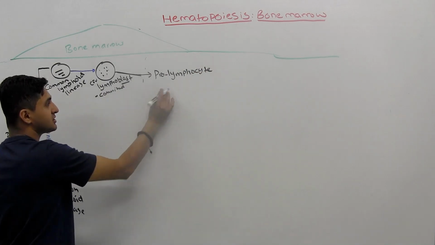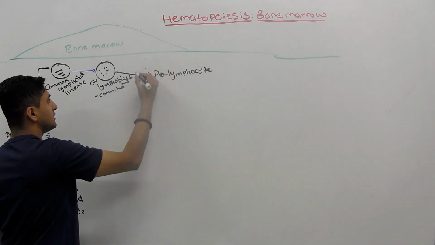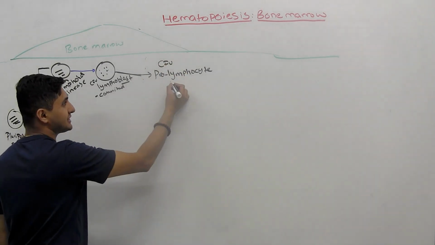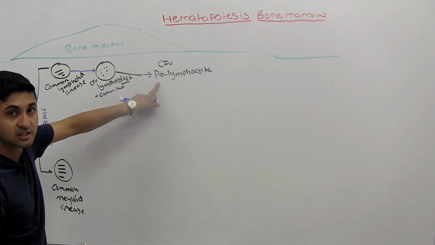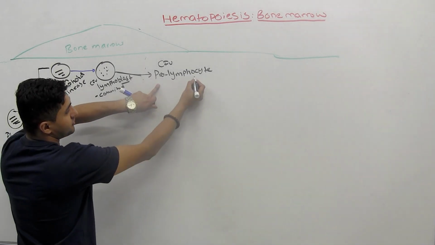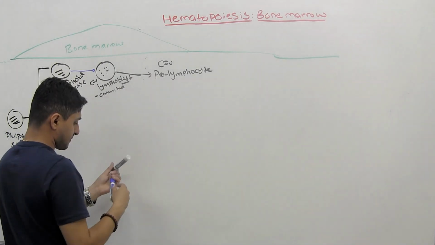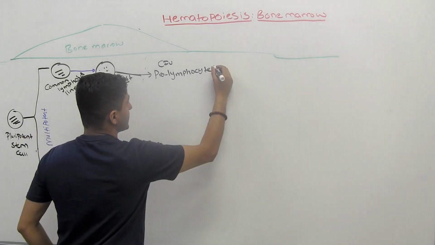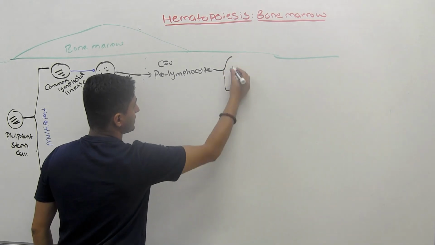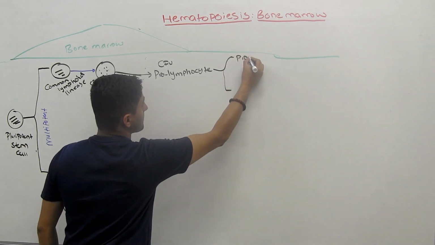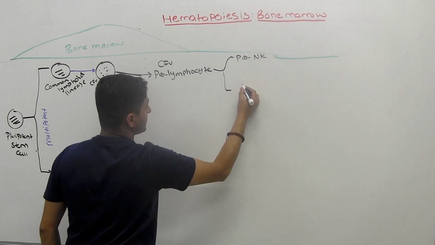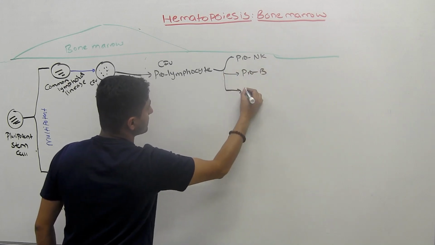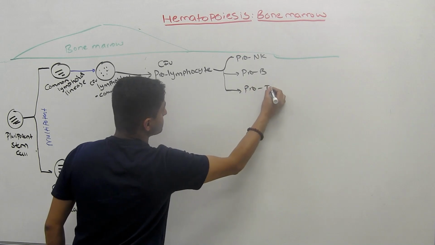Now it's going to do, and this is obviously a pro. That means it's going to be colony forming unit pro-lymphocytes, because it's going to get differentiated into its pro, meaning it's still in an undifferentiated form. And with this one, what's going to happen is that these will give rise to two things. Let me write down a pro NK cell, and then a pro B cell, and then a pro T cell.